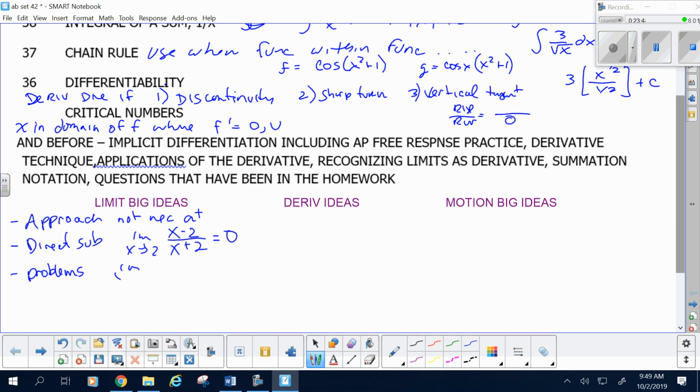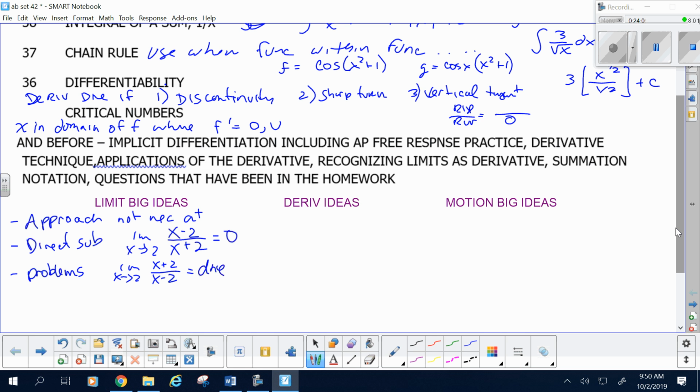Sometimes you get problems. If you had something like this, what is it? Okay, it's undefined, or DNE. The limit does not exist because you have a 0 in the denominator. Asymptotically speaking, there's an asymptote there.